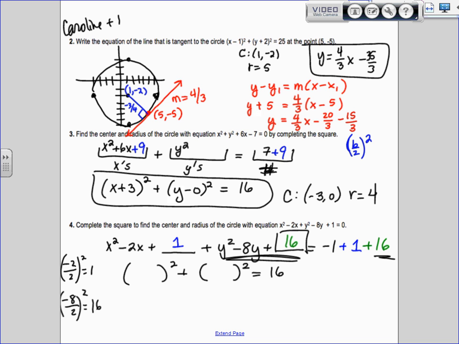Remember the complete square now? So I get x minus 1 squared, and I get y minus 4 squared equals 16. So my center is 1 comma 4, and my radius is 4. Done. Get it? Easy.